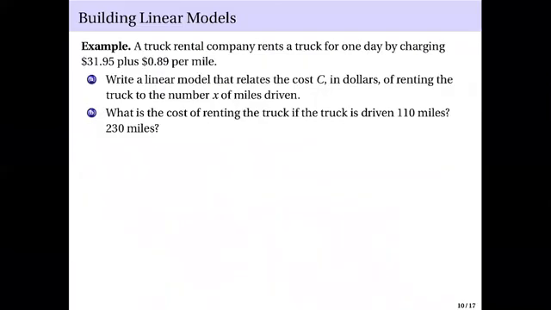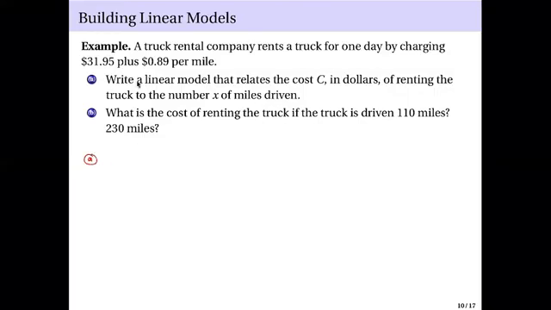Another type here, a truck rental company rents a truck for 1 day by charging $31.95 plus $0.89 per mile. Okay? Write a linear model that relates the cost C in dollars of renting the truck to the number X of miles driven. And then, what is the cost of renting the truck if the truck is driven 110 miles or if the truck is driven 230 miles? Okay?